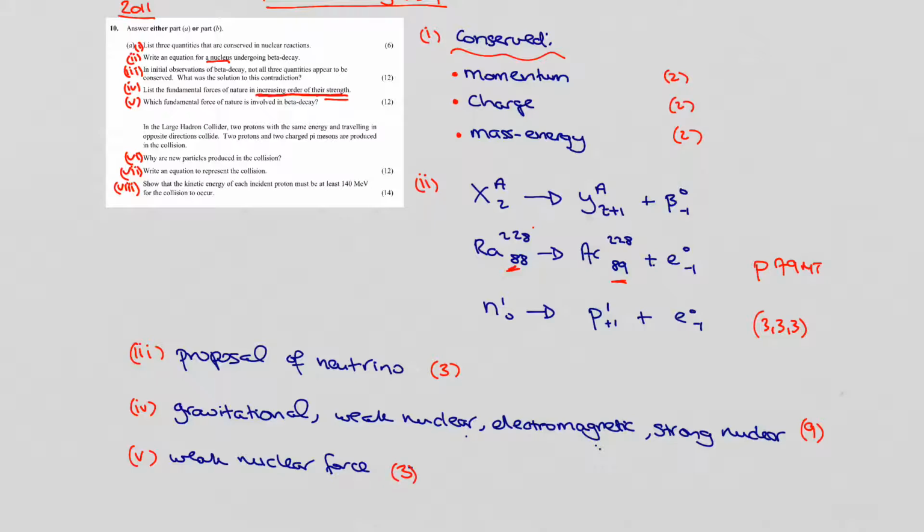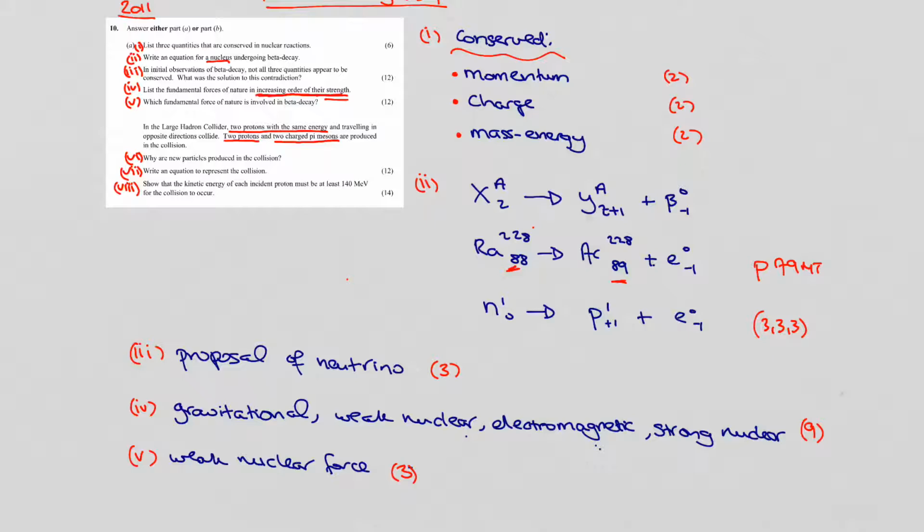Alright, so the next part of the question says, in the Large Hadron Collider, the LHC, we have 2 protons and they have the same energy, so the same kinetic energy, travelling in opposite directions, and they collide. So when we have the 2 protons colliding, the 2 protons are going to remain after the collision, but we have 2 charged pi mesons produced.